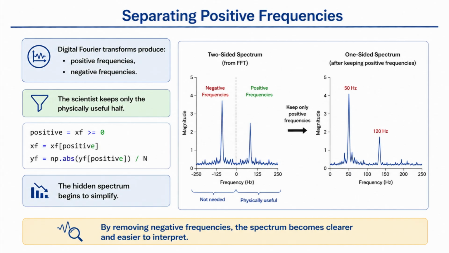Digital Fourier transforms naturally produce both positive and negative frequencies. Because real signals contain mirrored information, only the positive half is physically useful. The scientist removes the redundant portion of the spectrum. The hidden frequency structure becomes simpler and clearer.